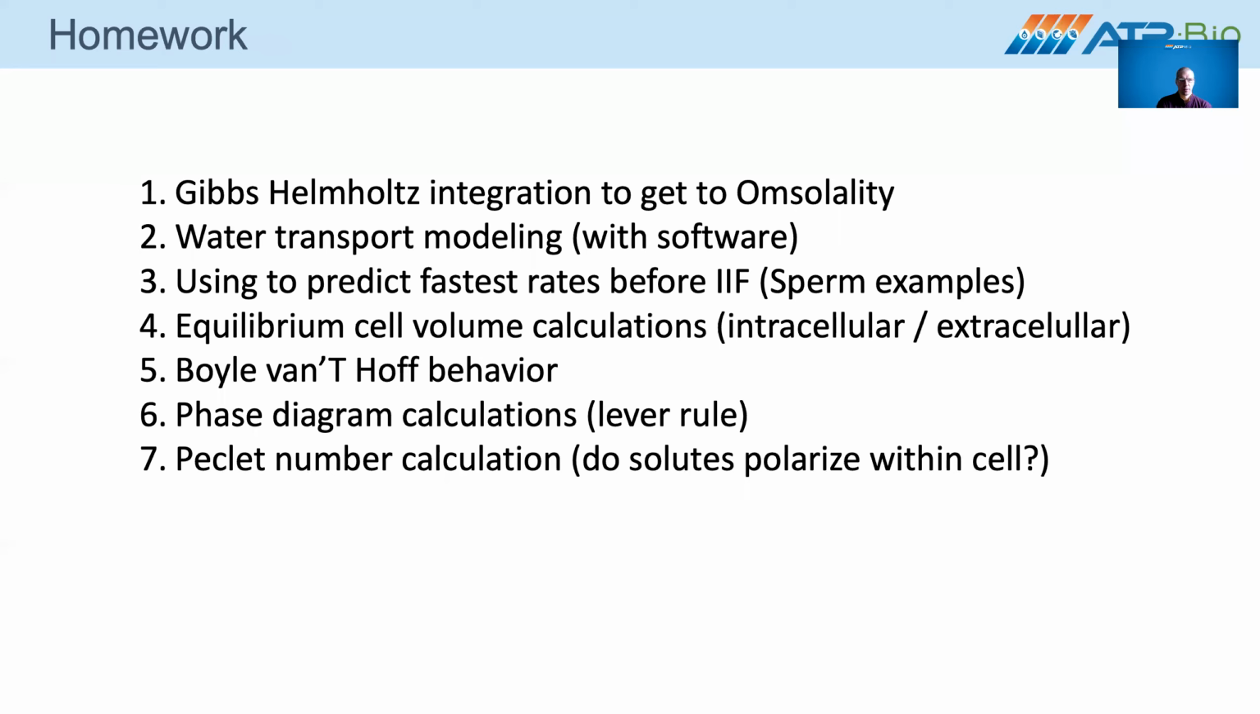Some homework thoughts that we can get into. How do we use the Gibbs-Helmholtz to actually get to osmolality and to understand the extracellular concentration? How about water transport modeling? And we can do this with software. How do we predict the fastest rates before intracellular ice formation to actually get the best rates for sperm, as an example?